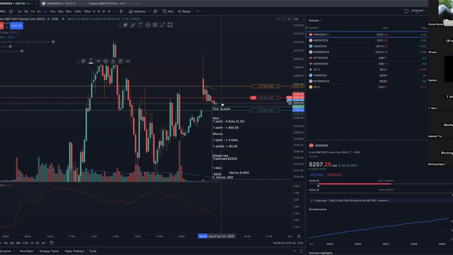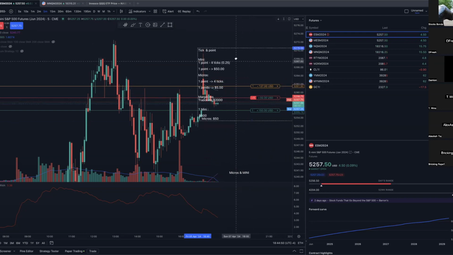For the margin requirements, you need to have at least $500 in your buying power in order to keep one contract open with mini. You need to have at least $50 in your buying power to keep one contract open with micro. This is for S&P 500 futures.